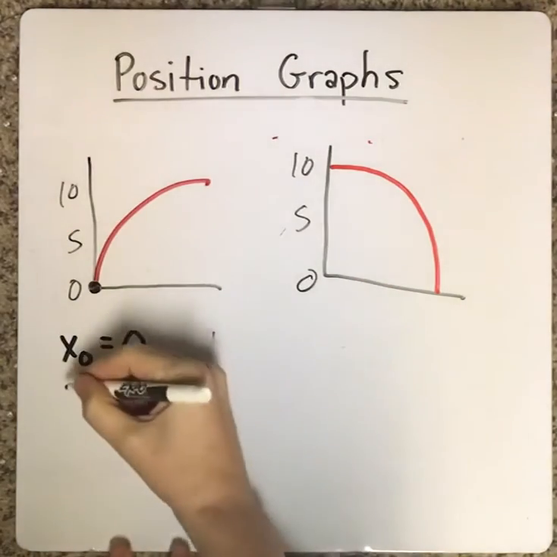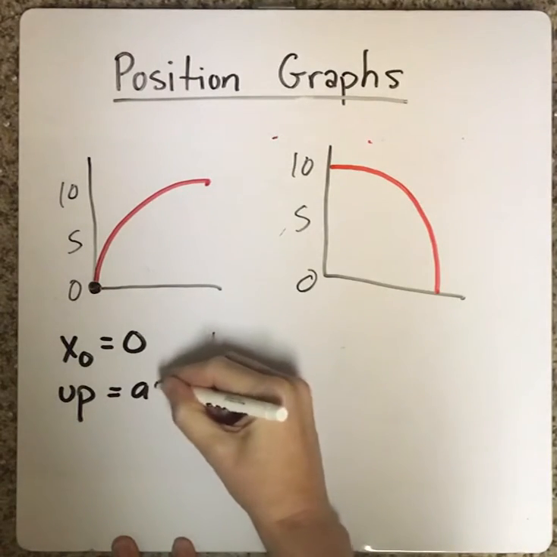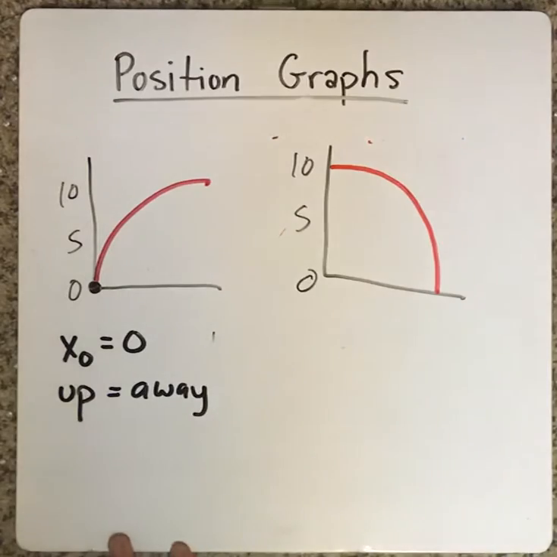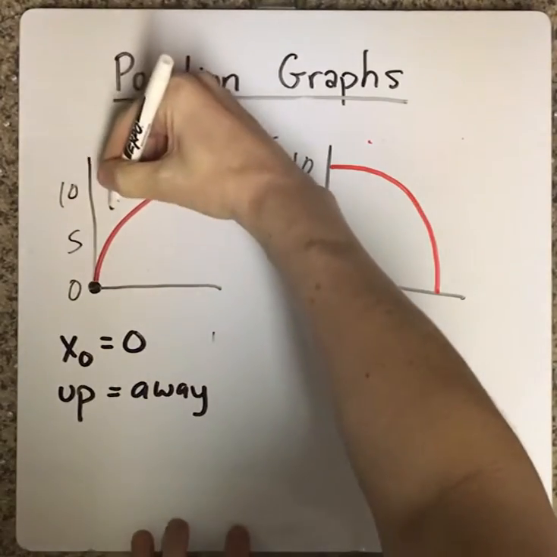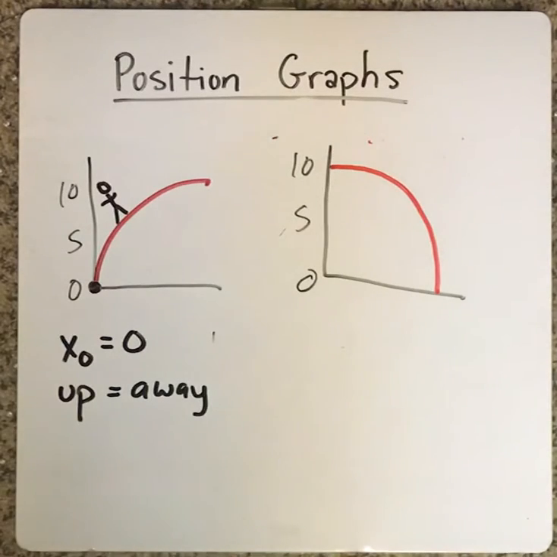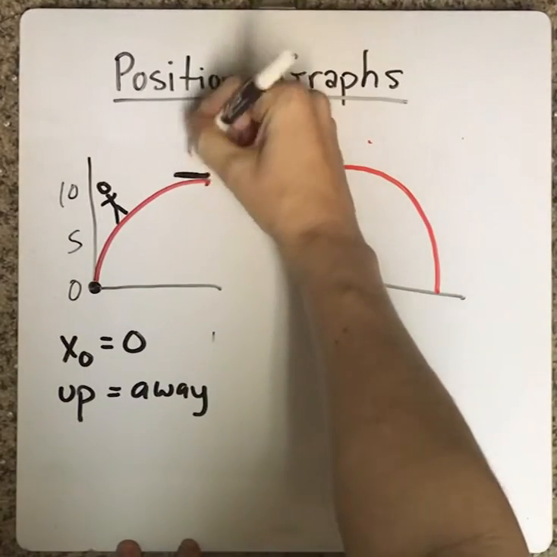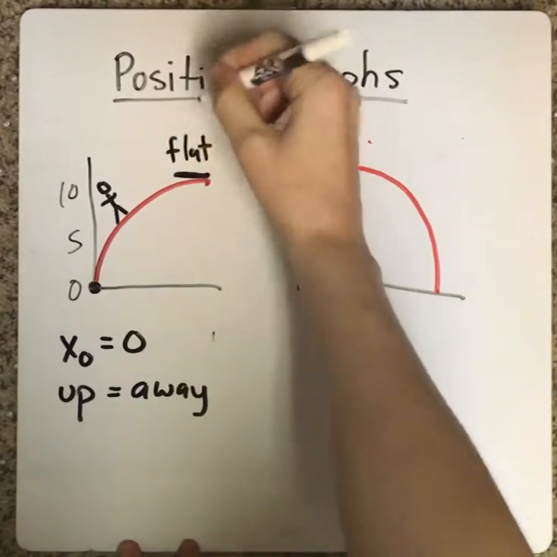Now, this particular graph is going uphill, which means that the object is moving away from the reference. It's getting further and further up the axis. But as it goes, I like to imagine that there is a little person hiking on the graph. And I'm going to ask that person, as you walk up the graph, is it getting more steep or less steep? And notice by the time they reach the top, it's almost flat.